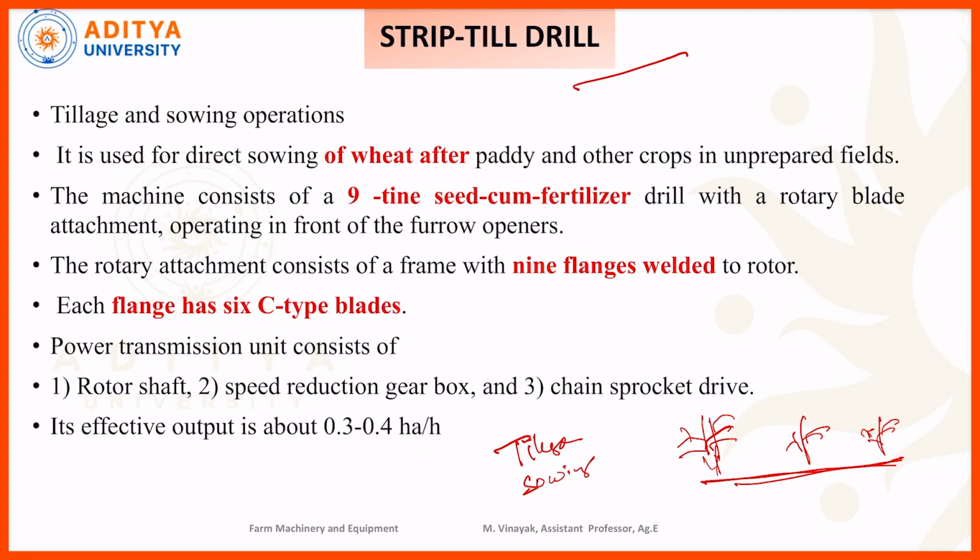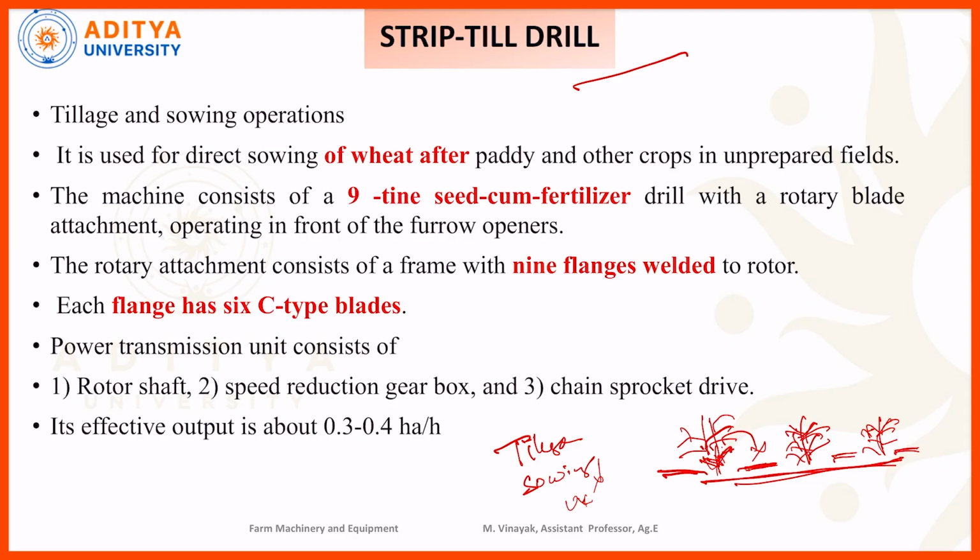In some cases, after sowing also, weeds will emerge in between the rows, which is unnecessary. So the main concept of the strip till drill is that it will pulverize the stubbles, whatever stubbles are available after harvesting the paddy crop. These stubbles will cover the earth surface beside the row. So here stubbles will be there.